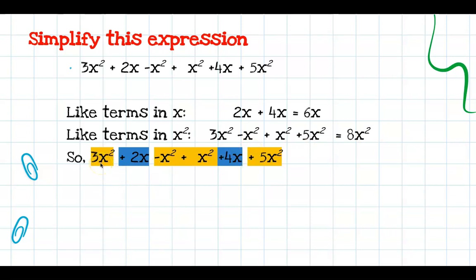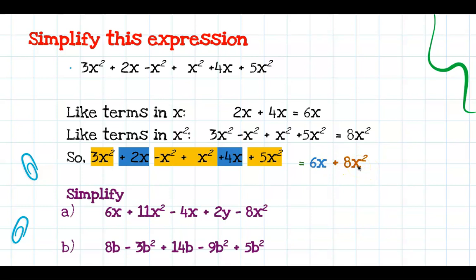All the ones that have x squared as their variable, I colored yellow, and the one with just the power of 1, I colored blue. You can do that in your notebook if it's easier for you. And so it's the same thing. 2x plus 4x is 6x. And then you can do all the yellow ones and you will get 8. So I just combine them, 6x plus 8x. Okay, let's try this. You can stop the video and do it on your own, and then see if we will end up with the same answer.